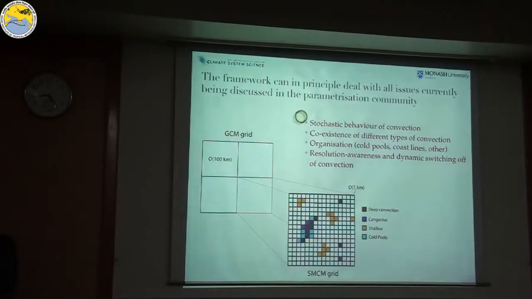Organization is an interesting question. So can this model do organization? It turns out in its current form, it can't, because each of these little grid points is independent of each of the other little grid points. However, that doesn't need to be the case.